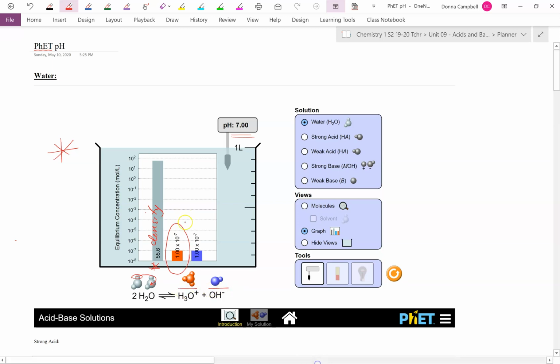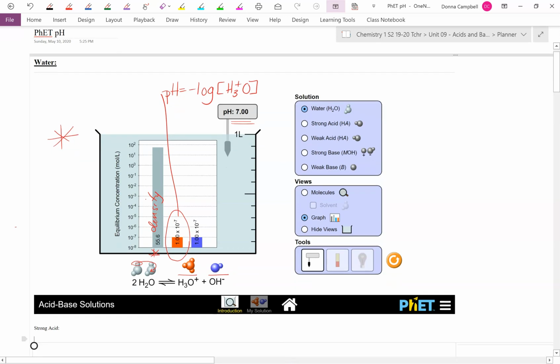And remember, pH actually measures the H plus or H3O plus concentration. So pH is equal to the negative log of the H3O plus concentration. And when we put that in, we get a pH of 7. That's what we see here.